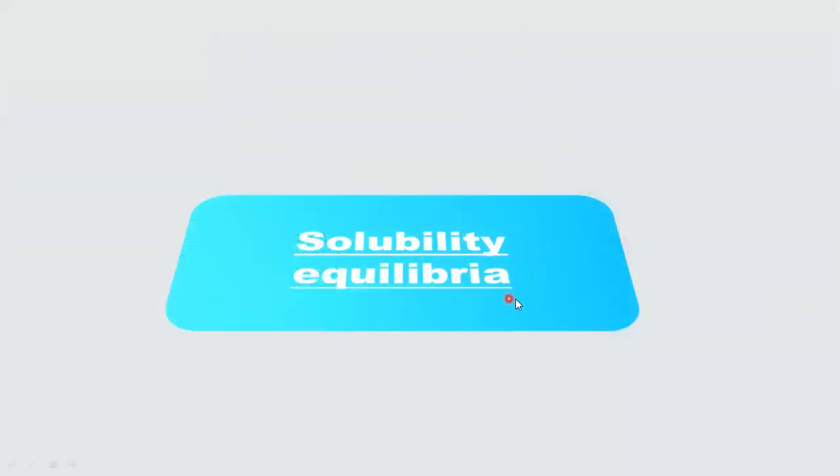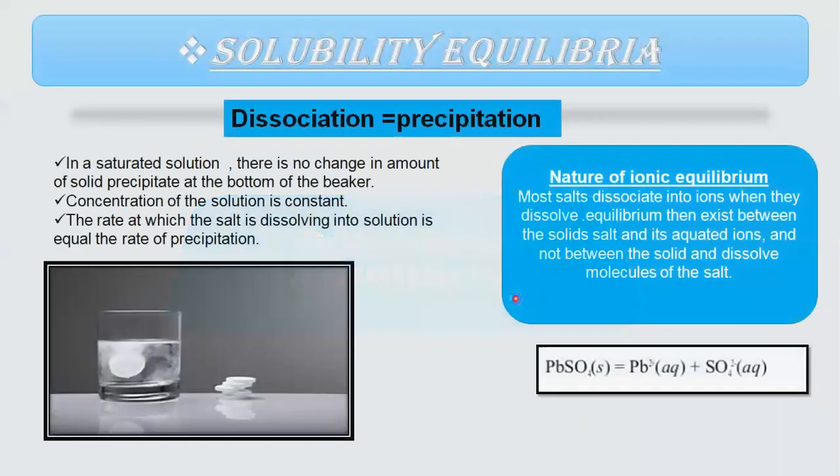What is solubility equilibria? In a saturated solution, there is no change in the amount of solid precipitate at the bottom of the beaker, and the concentration of the solution is constant. The rate at which a salt is dissolving into solution is equal to the rate of precipitation. So we say dissociation is equal to precipitation.